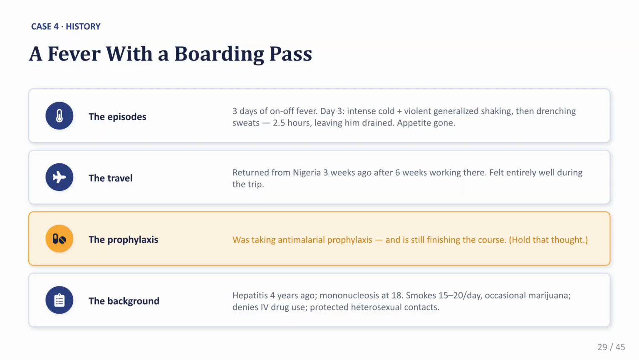His fever follows a classic paroxysmal pattern, which is highly concerning. Despite his use of anti-malarial prophylaxis, which he is still taking, he is symptomatic. Many patients believe that prophylaxis offers total immunity, but this is a dangerous assumption. We must consider that even with medication, an infection may have broken through.